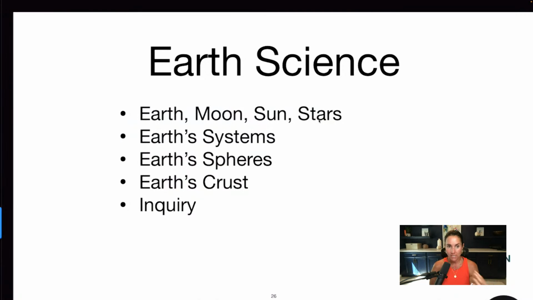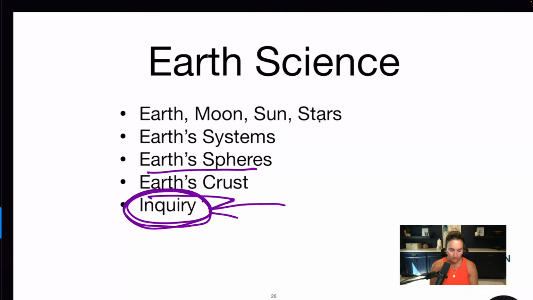Those are all Earth systems. They cause seasons. They cause all kinds of things, weather, all that different stuff. Earth spheres, the cryosphere, biosphere, hydrosphere, atmosphere, all of that. Earth's crust, the lithosphere. That's going to include mountains, canyons, anything on the top of the earth, bedrock, soil, all of that. And then, of course, in all of these, we want to make sure we're fostering a student's inquiry. Science is all about asking questions, using the scientific method, testing hypotheses. We always want students to be inquisitive. So anything that has to do with inquiry is going to be a good word on this exam.